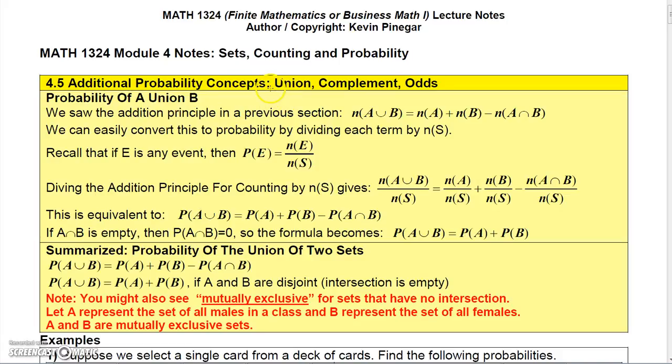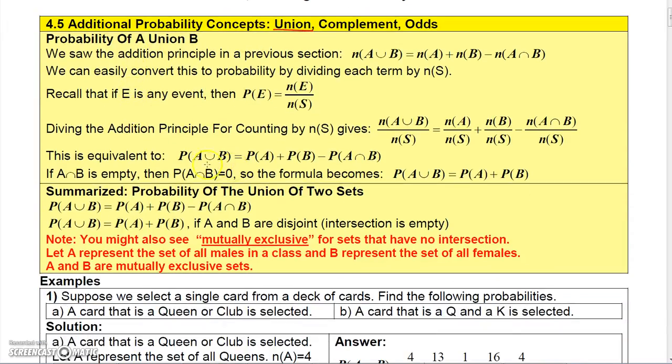Okay, in this section we're going to talk about several other probability topics. We're going to start with the probability of a union. The formula for the probability of a union is that the probability of A union B equals the probability of A plus the probability of B minus the probability of A intersect B. And actually it comes directly from the addition principle.